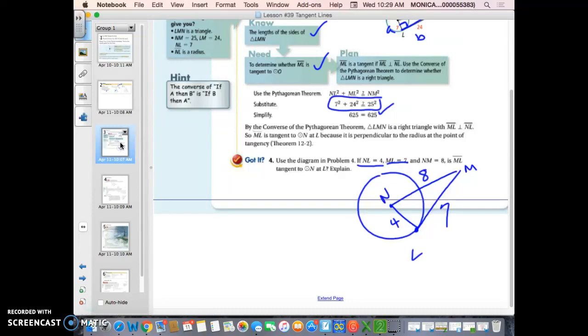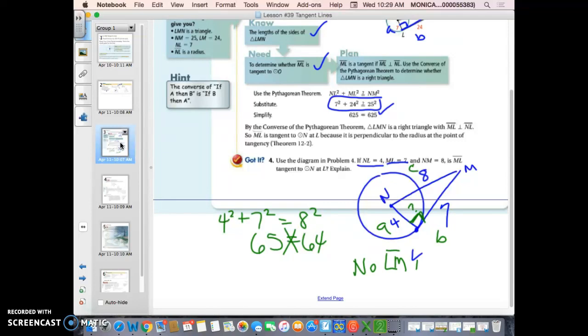So I know all three of my sides, and I want to test if this right here is a 90-degree angle. Again, the 90-degree angle is made with the tangent line and the radius. So I know that this is side A, B, and C. So I'm going to do 4 squared plus 7 squared equals 8 squared. Well, 4 squared plus 7 squared is 65, and 8 squared is 64. So these do not equal each other, therefore, no. LM is not tangent.